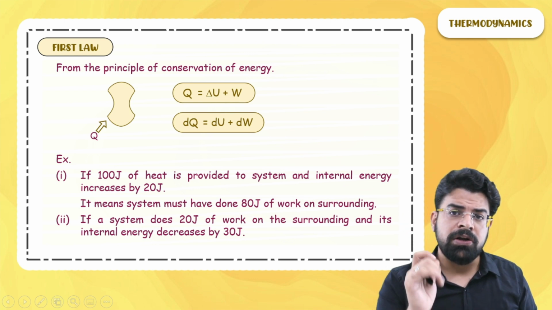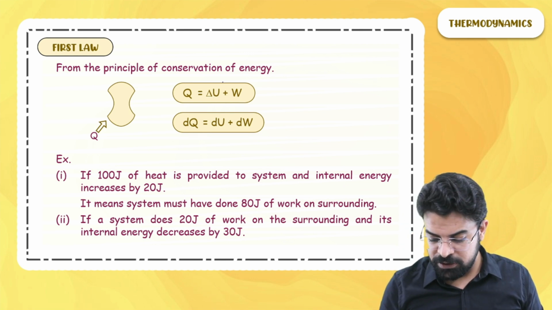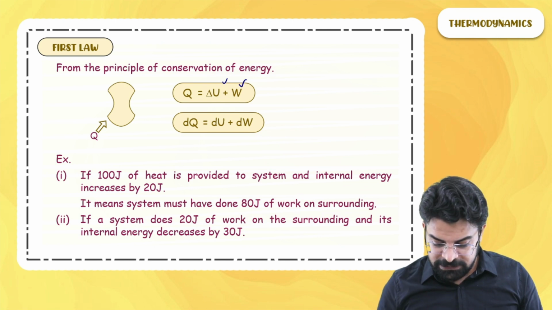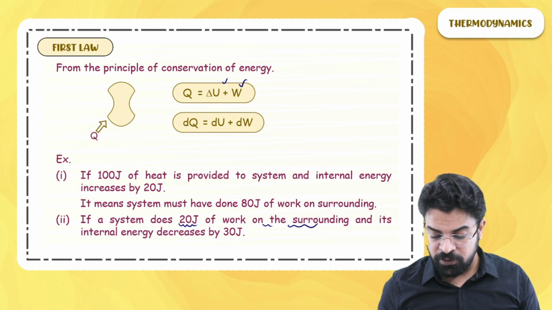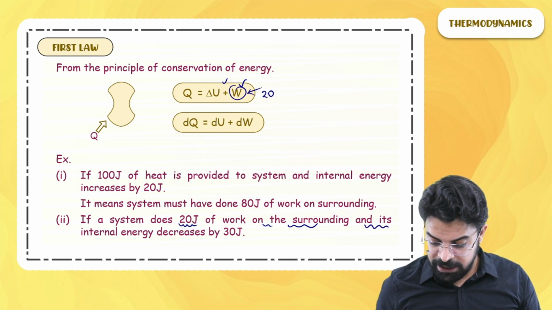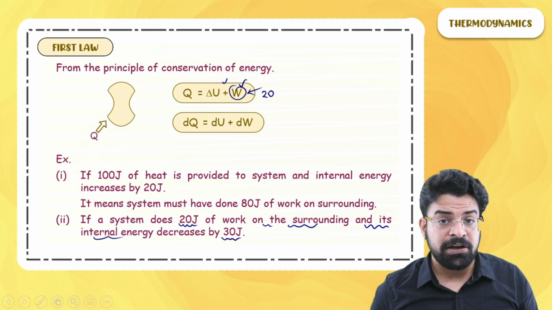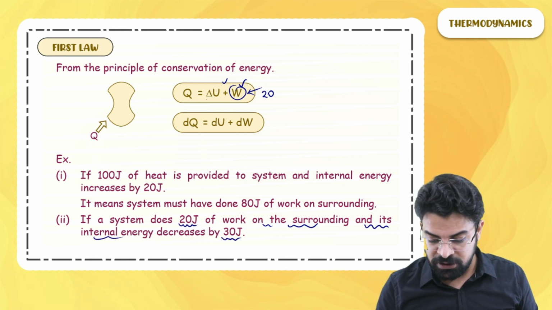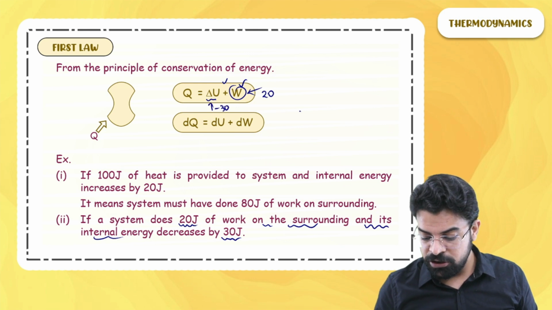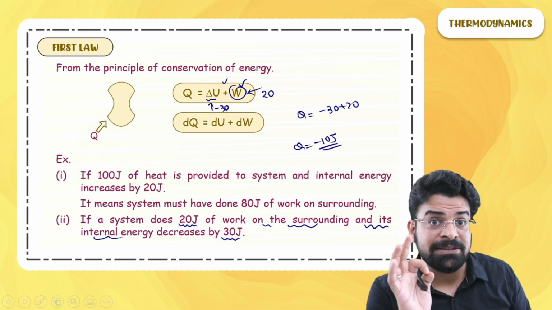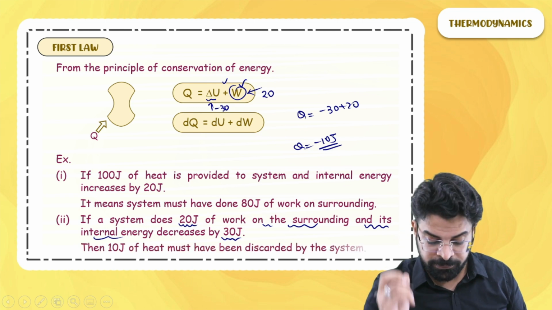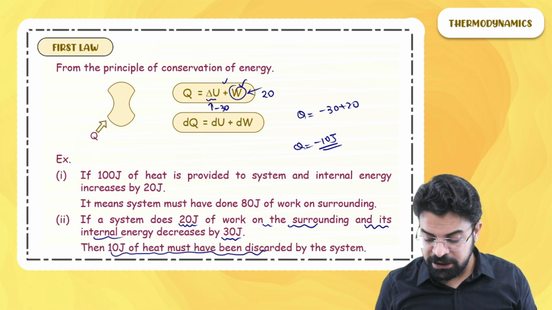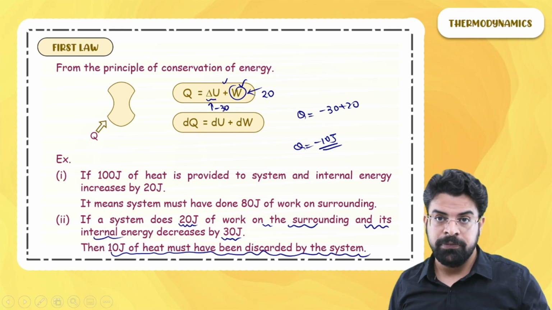Or you can write the equation. You know that Q equals delta U plus W. The system does 20 joule of work on surrounding, so W is equal to 20. And its internal energy decreases by 30 joule, so delta U will be minus 30. So you'll write Q equals minus 30 plus 20. So Q comes out to be minus 10 joule. The minus sign tells us that this gas rejects 10 joule of energy. So 10 joule of heat must have been discarded by the system.